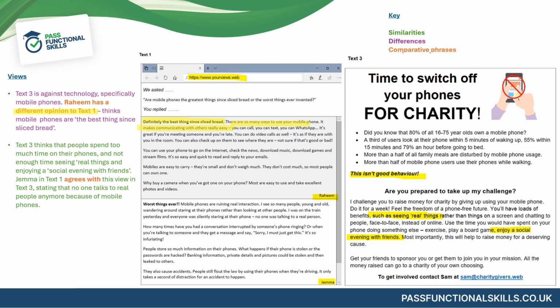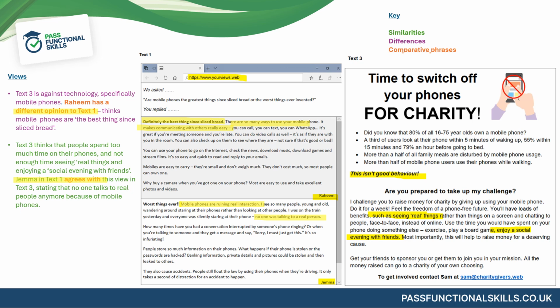However, we do have a similarity as well, and it's important to look at the whole text. So Gemma actually agrees with text 3, or the views expressed in text 3. And we've got a really specific view that's held by Gemma and the writer of text 3. This idea that mobile phones are ruining real interaction and stopping people talking to real people or seeing real things because of mobile phones. So that's definitely a similarity.